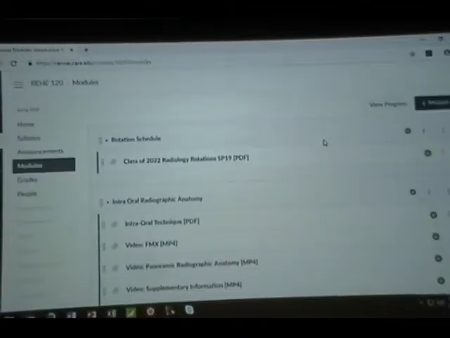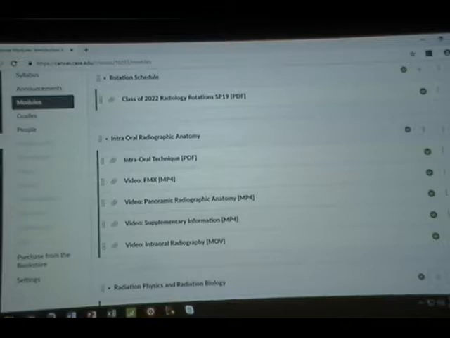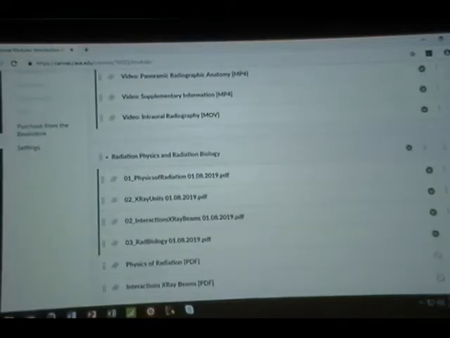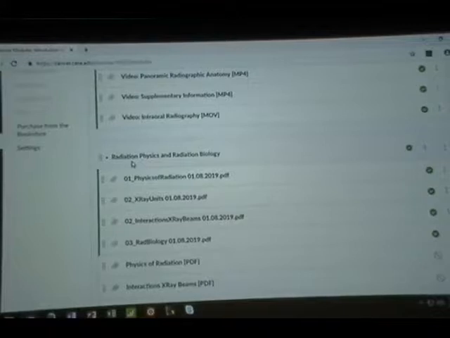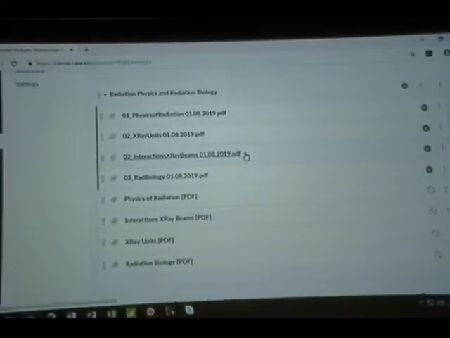So this module, this is how it looks on my side. This has been nicely designed, like here, intraoral radiographic anatomy. That's what we covered on the first day of our lecture. And we did talk about radiation physics, right? And radiation biology a little bit, but we did not have time to finish. So we will revisit that today.